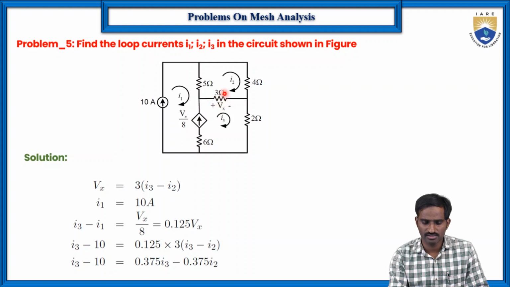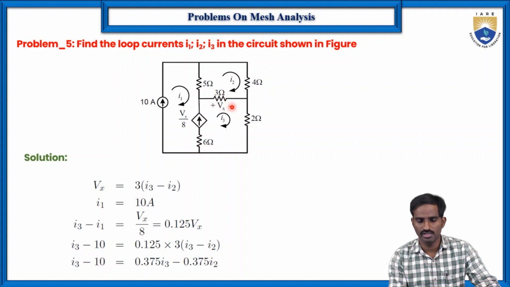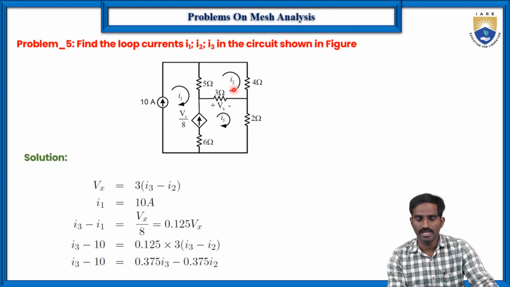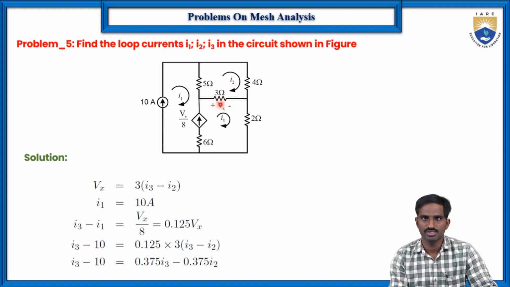First of all, what is Vx? Vx is equal to the voltage across the 3 ohms resistor. So what is the current flowing through the 3 ohms resistor? Let us consider the direction as I3. So I3 minus I2 is the current flowing through this 3 ohms resistor, and the resistance is 3. That is why Vx is equal to 3 into (I3 minus I2).